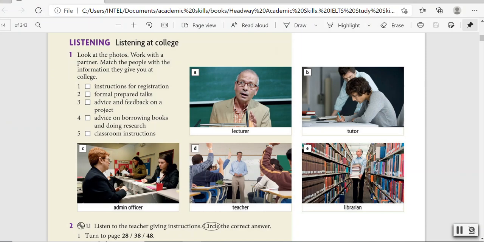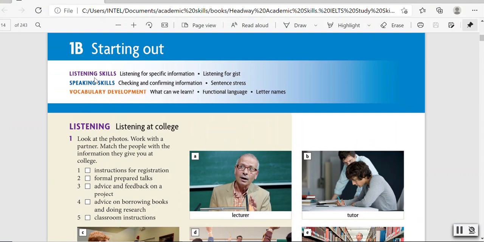As we mentioned before, for each unit we have three parts: one for listening skills, one for speaking skills, and one for vocabulary development. In listening skills, we have listening for specific information and listening for gist. We will learn what gist is, and checking and confirming information, sentence stress. What can we learn? Functional language and letter names. Let us start and explain everything about this.